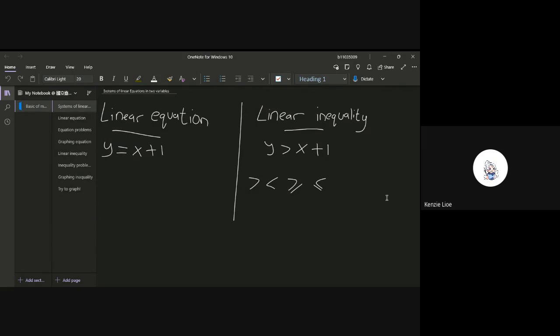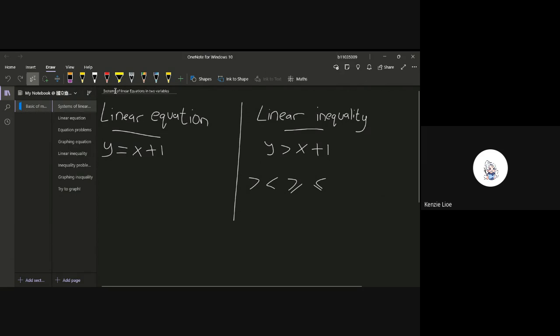Okay, hello everybody. My name is Kenzie, and now I'm going to talk about the linear system of linear equations in two variables. So basically, it's going to be divided into two. The first one is linear equation and linear inequality. For linear equation, as we all know, we have the equal to symbol, and for linear inequality we have the greater than, smaller than, greater equal to, and smaller equal to.